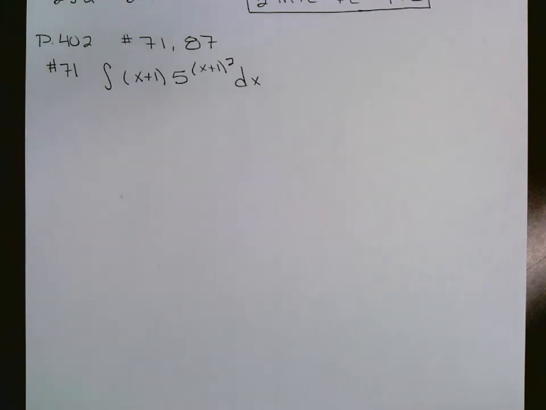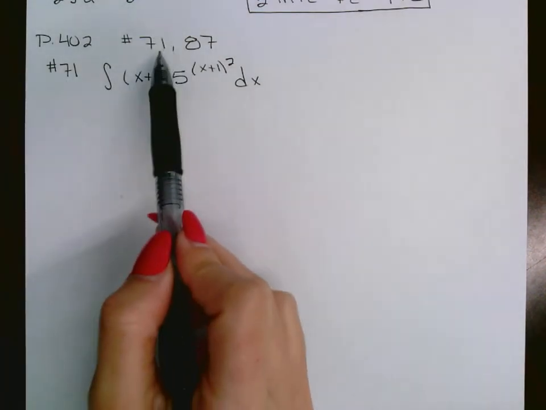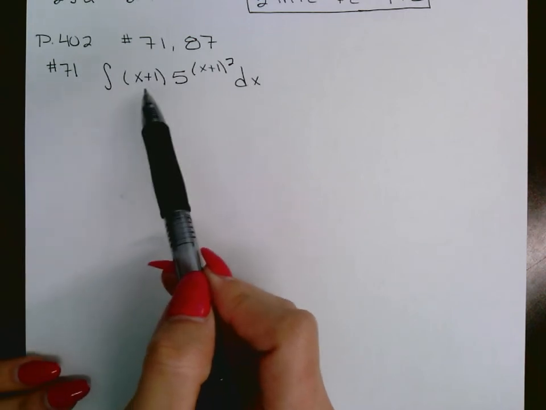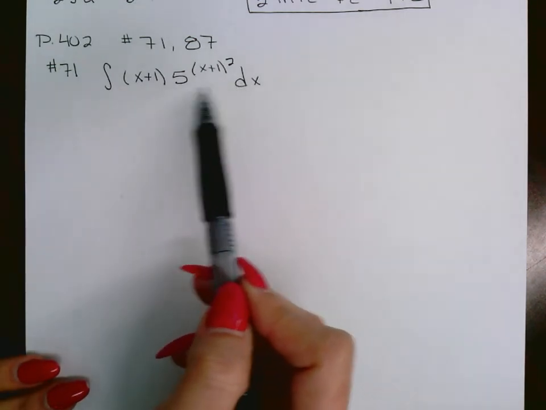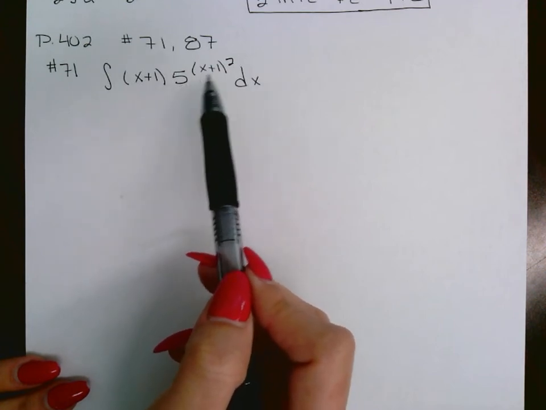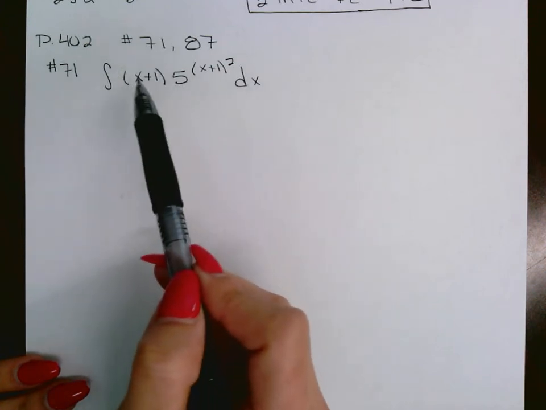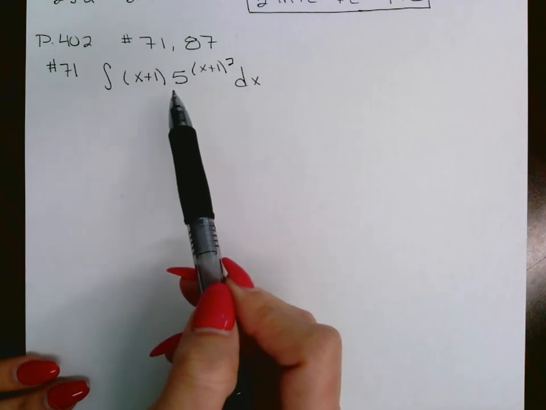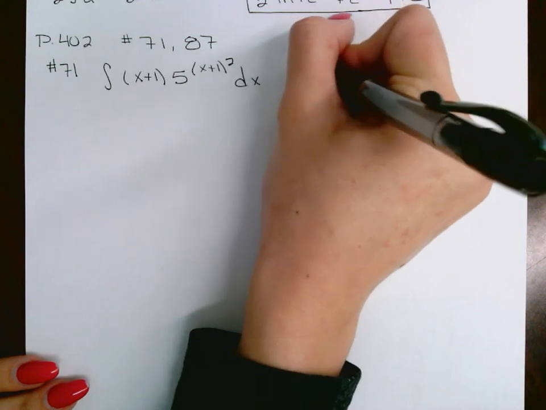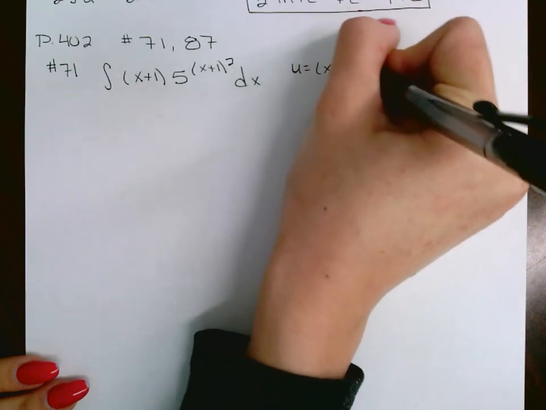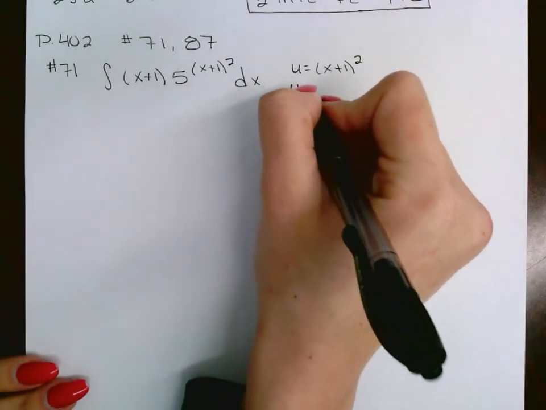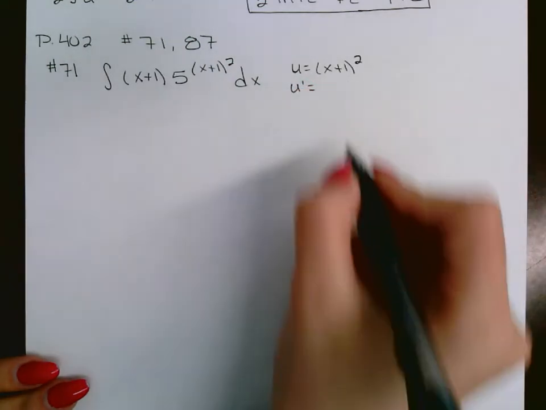So for our next question, we are on page 402. I'll take 2 questions from that page, starting with number 71. Here's our integral. Hopefully your eye catches that this is an exponential function, a number raised to a function, times something else. But anytime you see an exponential function, we remember that our u for u sub is found in the entire exponent.